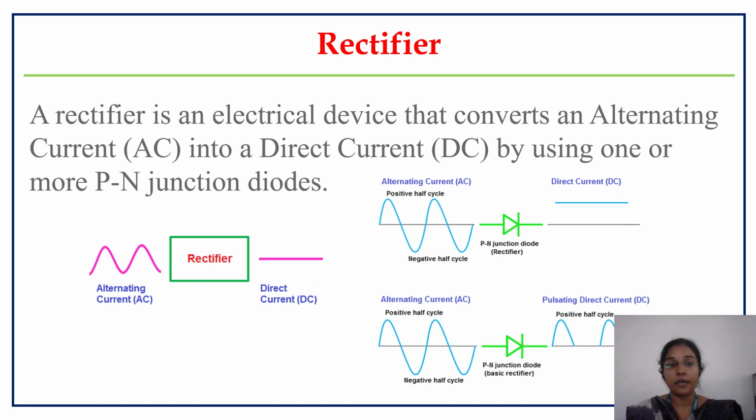We will be seeing about rectifiers, which is a basic device used to convert alternating current into a direct current by using non-linear PN junction diodes.